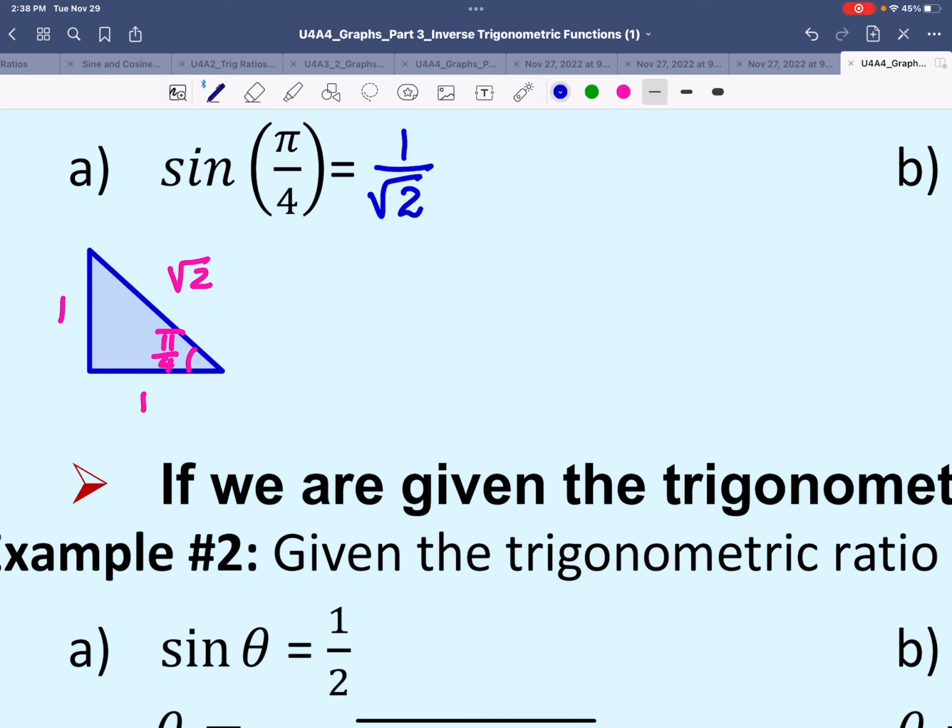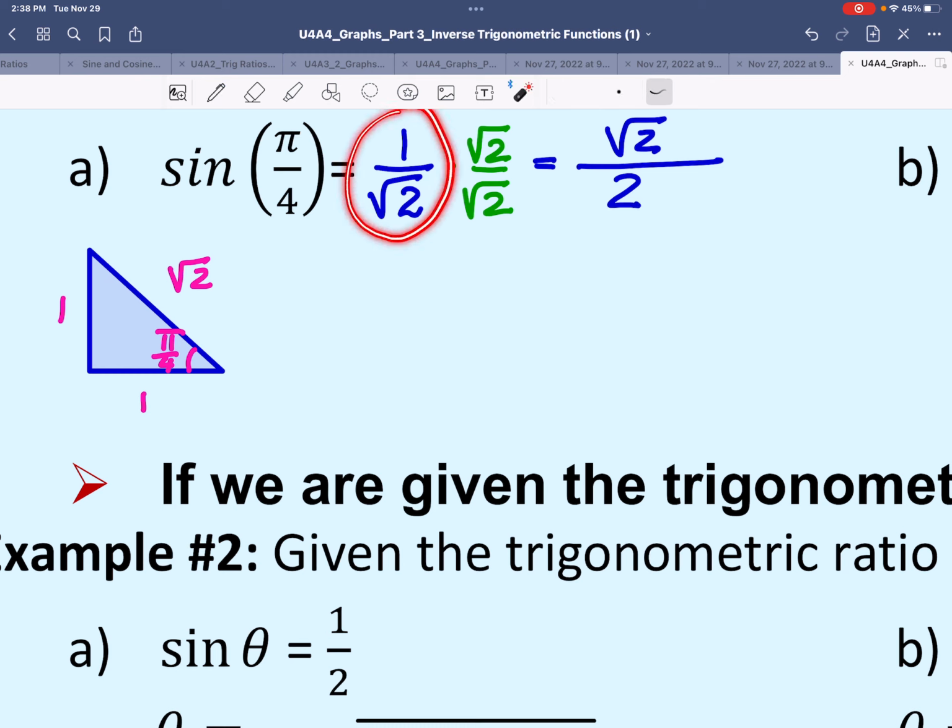And the more simplified form of this answer would be found by rationalizing the denominator. Remember that when we have radicals in the denominator, it's not considered to be the most simplified form. And if you multiply root of 2 by root of 2, we get a radical-free denominator, and that will give us the square root of 2 over 2. So both answers are acceptable at this point, but this would be considered the more simplified form.